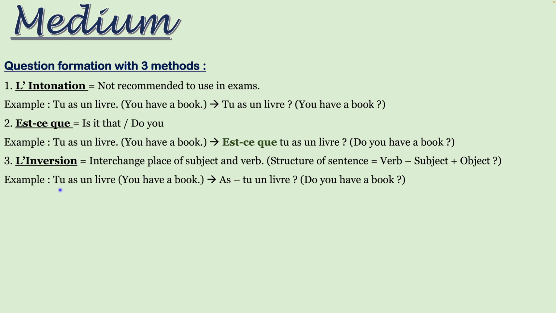Example, "Tu as un livre." Tu as un livre, you have a book. Here "tu" is the subject, "as" is the verb. So here inversion would be this "as" would come in the place of "tu" and "tu" will come in the place of "as". So it will be "As-tu un livre?" After "as" there is a hyphen. "As-tu un livre?" means do you have a book, right?